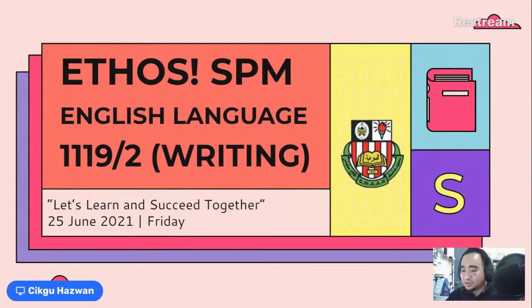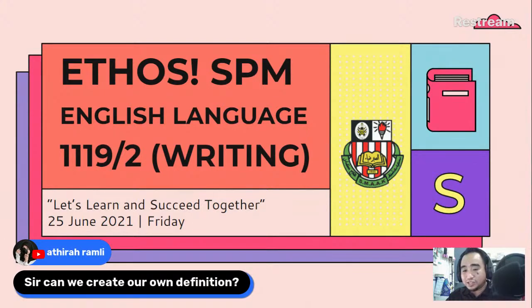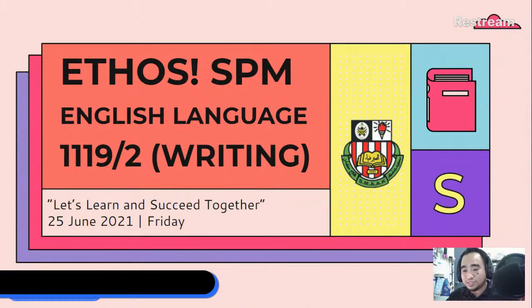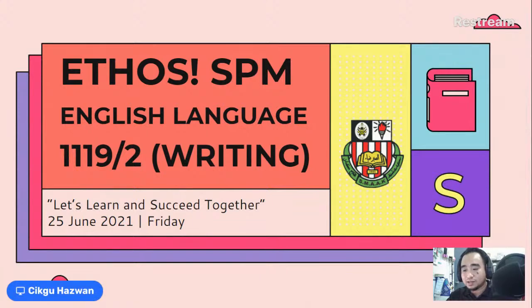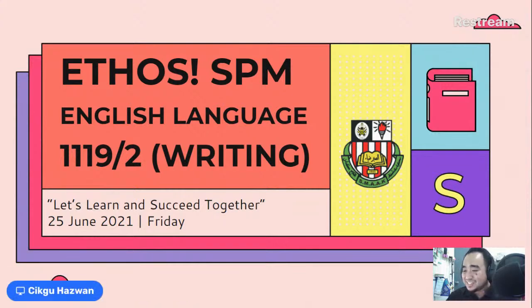Okay, can we create our own definition? What definition do you mean here? Oh, sorry, Shafia. Your name is Shafia. Okay, sorry, Shafia. Saya highlight nama Shafia. Nanti cikgu nampak lah nama Shafia, not Sharifah. Sorry, Shafia.